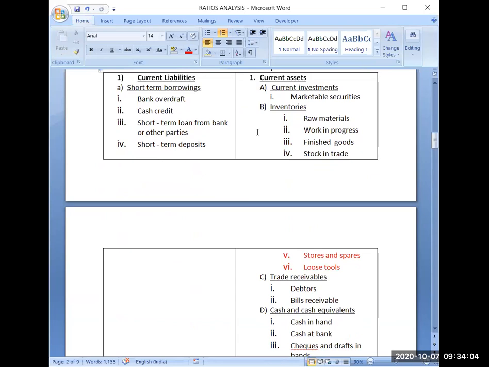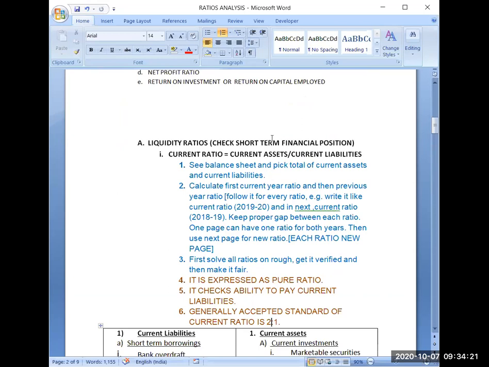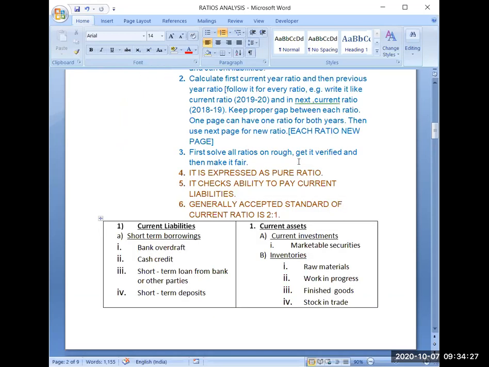When we know the balance sheet, then we don't need to remember the formula, and we will be able to decide which current assets I have to include while calculating current assets and which values I have to include while calculating current liabilities. Because you can calculate current ratio only when you know the two amounts. One is current assets and one is current liabilities. So what are the components of current assets?